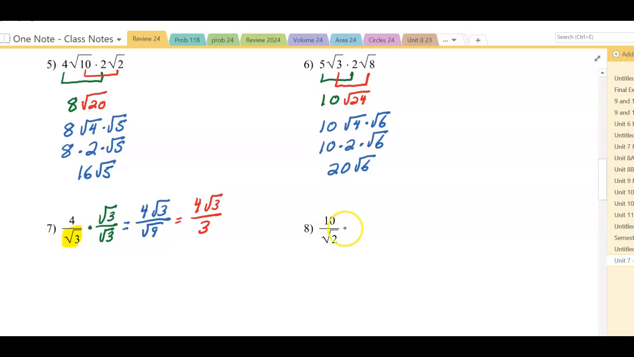Rationalizing number 8, I'm going to multiply by square root of 2 over square root of 2. I'll multiply across, so you get 10 root 2 over the square root of 4. That becomes 10 root 2 over 2. And now you have an extra step because 10 and 2 you could simplify. So that'll become 5 root 2.